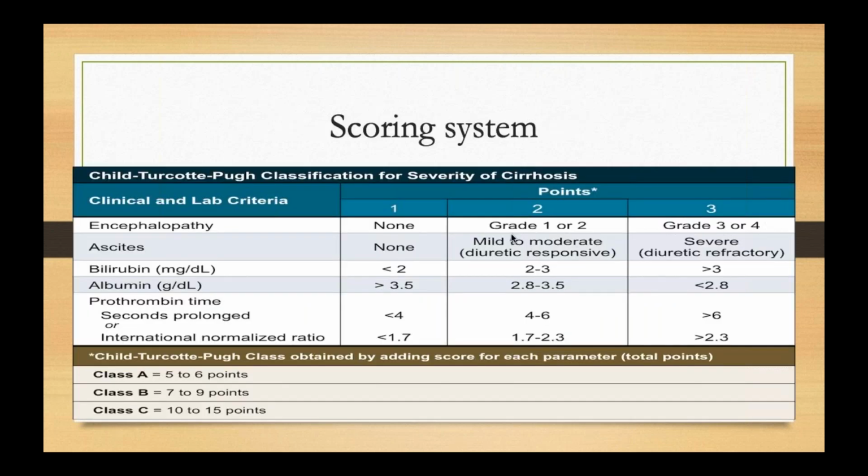Now, scoring systems. The most common scoring system used initially was the Child-Pugh classification. That consists of 5 things: encephalopathy, ascites, bilirubin, albumin, PT INR. Points 1, 2, 3 are given, and Child A class is usually 5 to 6 points, Child B 7 to 9, Child C 10 to 15.